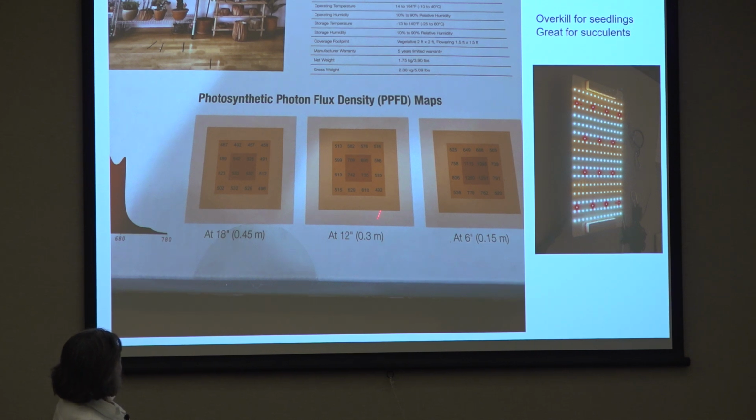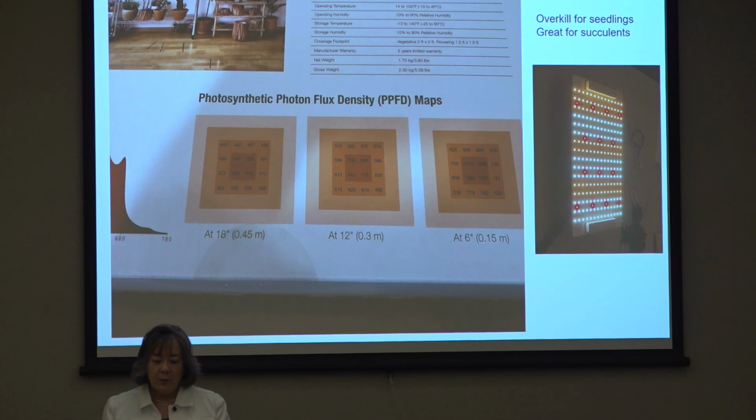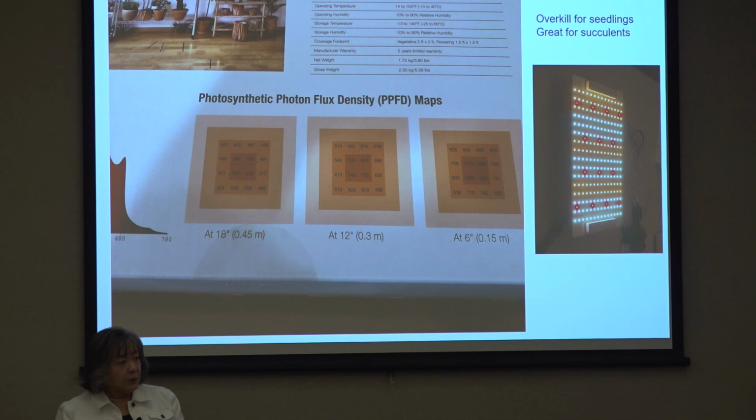At the 18 and the 12-inch, it's still producing a fair amount of light and would be absolutely fantastic for any sort of vegetable seedlings that you're growing. But it might be overkill. You could go a little bit cheaper and still produce enough light for your seedlings.